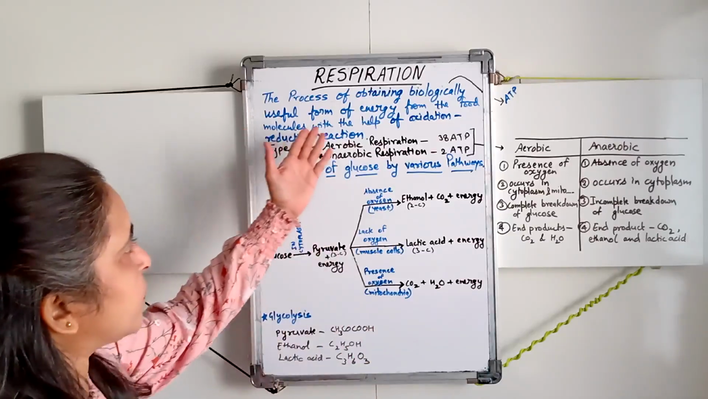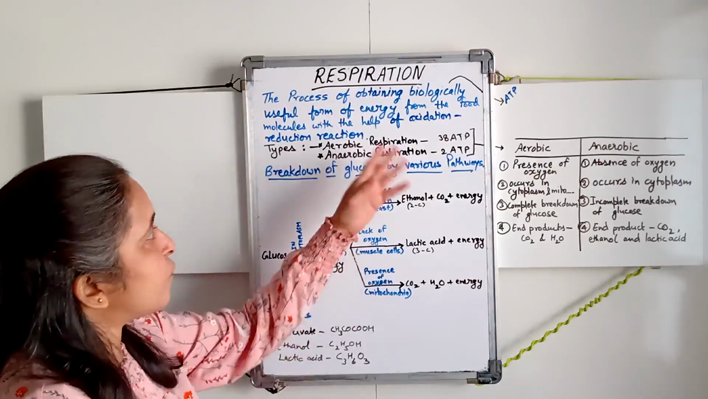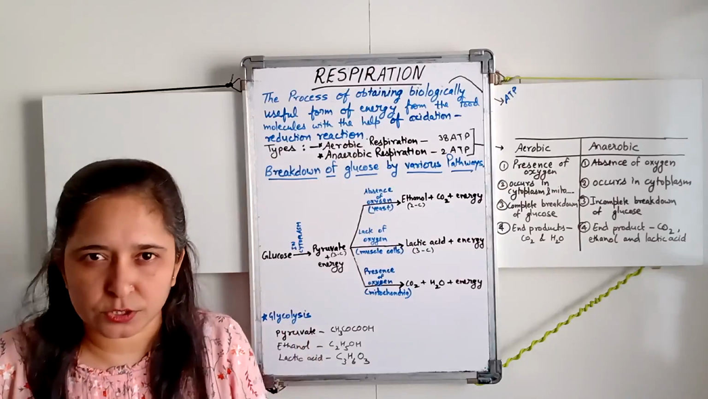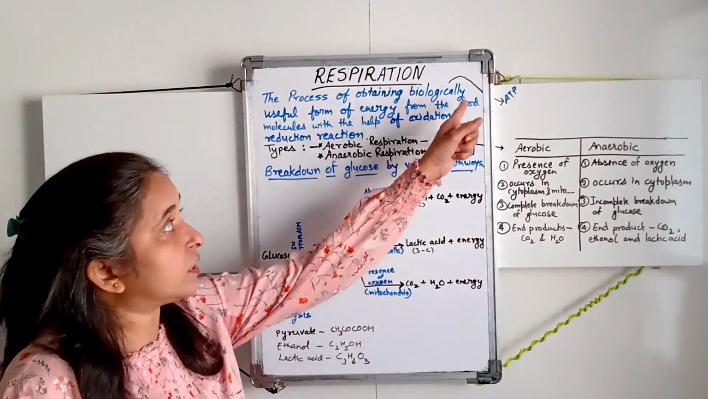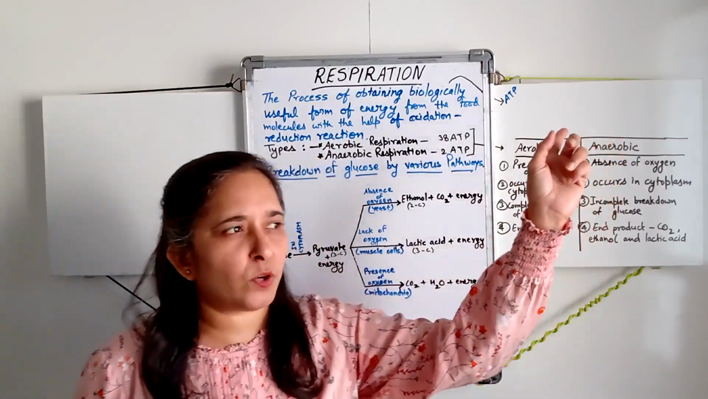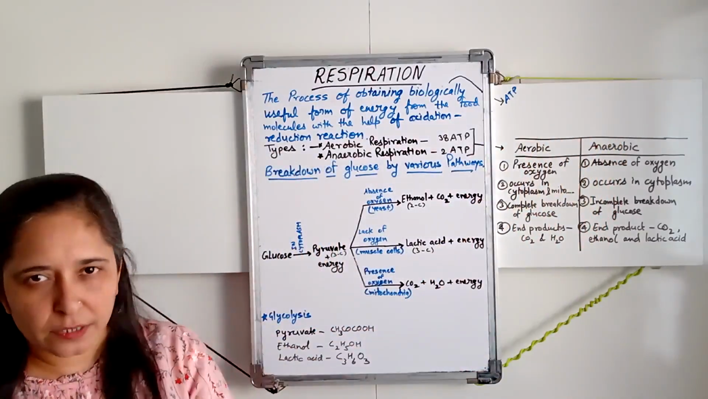So respiration is the process of obtaining a biologically useful form of energy from the food molecule with the help of oxidation reduction reaction. Now what is this biologically useful form of energy? That is ATP. I think everybody knows what ATP is. Adenosine triphosphate. That is the energy currency.